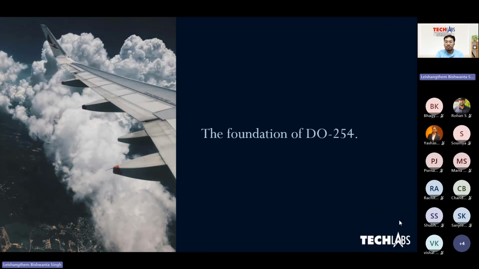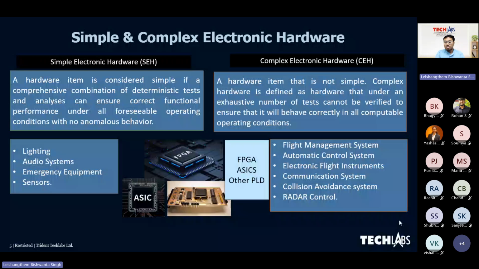So the foundation of DO-254. Two kinds of hardware matter here: simple electronic hardware and complex electronic hardware. These two types of electronic hardware are very important when we talk about DO-254. Simple electronic hardware like lighting, audio, or sensors can be fully verified by deterministic testing. So we always know how it will behave.